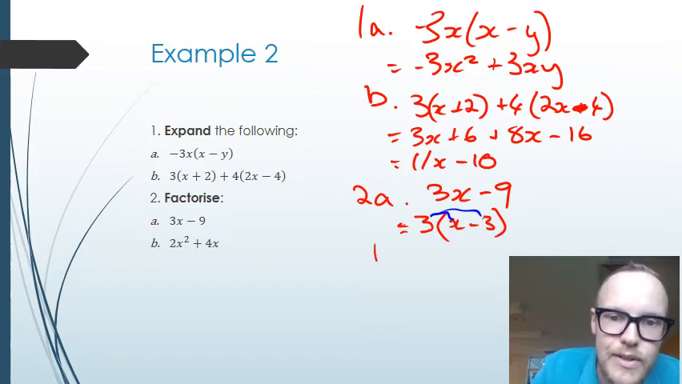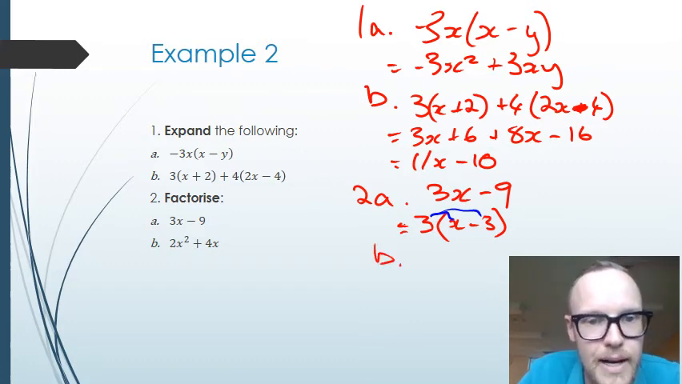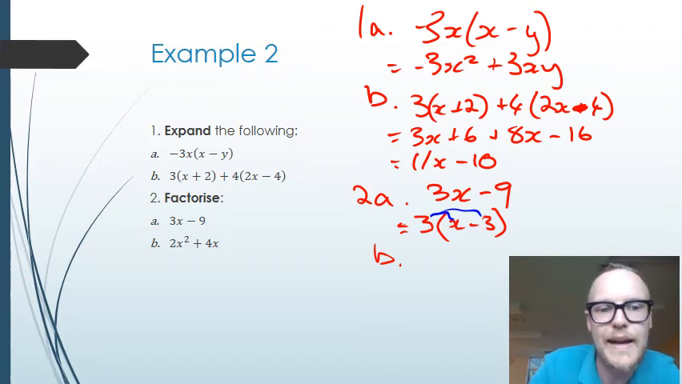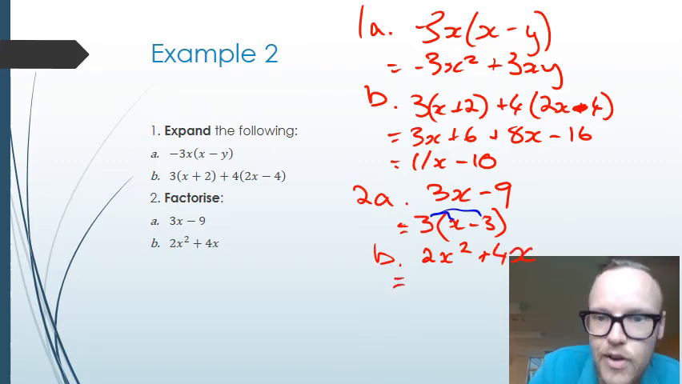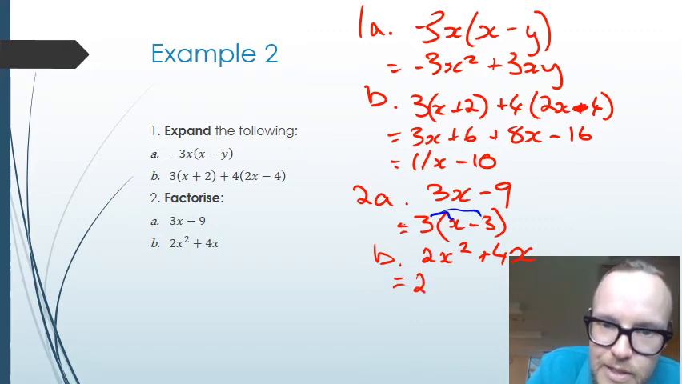We can have a look then at part B. We've got 2x squared plus 4x. And our highest common numeral factor between our two terms is going to be 2, but there's also the x that is common to both of them as well. So one of the x's will be common to both of them. So our highest common factor is 2x.